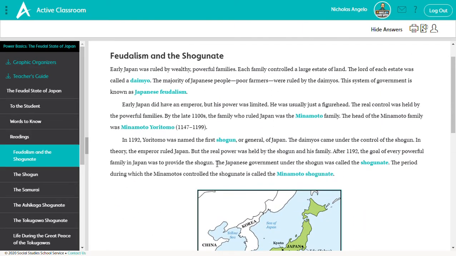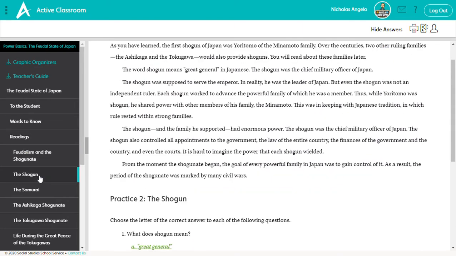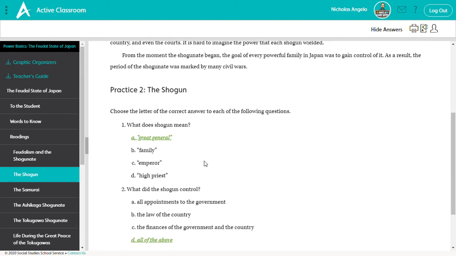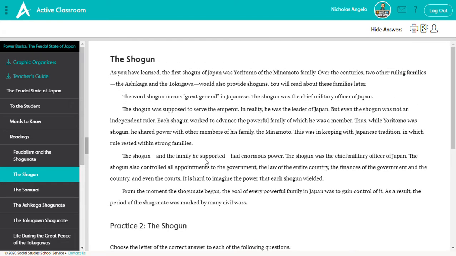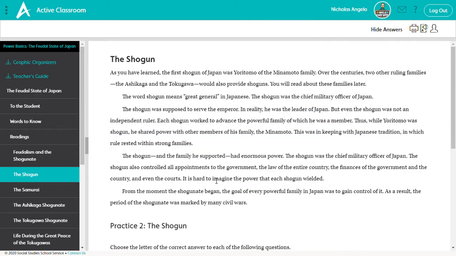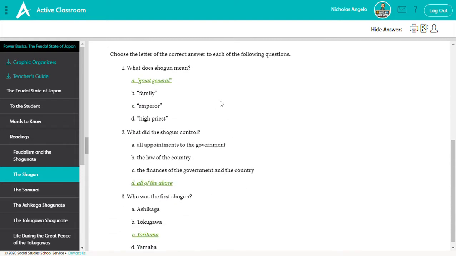Next section is specifically about the shogun. I won't read you all that, but we have to pick from the multiple choice options. One. What does shogun mean? Is it great general, family, emperor, or high priest? If you looked up here, they told you in the beginning the word shogun means great general in Japanese, and the shogun was the person in charge of the military. So A is your best choice.